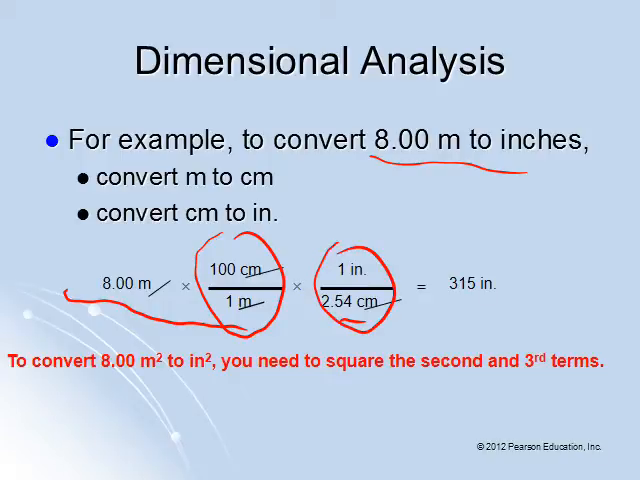Now we organized it in such a way that we can cancel out some of the units that we don't want. So meter would cancel out, centimeter would cancel out centimeter, and finally we end up with inch. So basically we're going from 8 meter to inches, and that's the value.